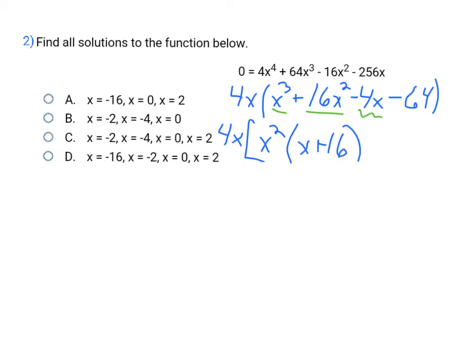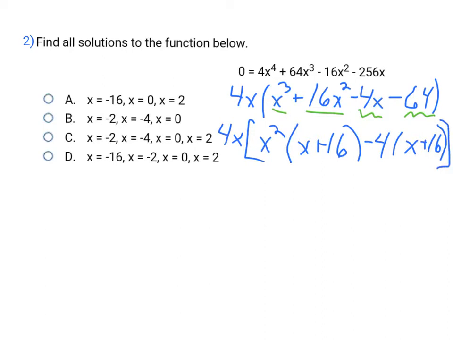And now I'm going to do the same with the second terms. I'm going to factor out a negative 4. And when I do that, negative 4 divided by negative 4 is a positive 1. And I don't need to write the 1, but I need to write the x. And then a negative 64 divided by the negative 4 is a positive 16.